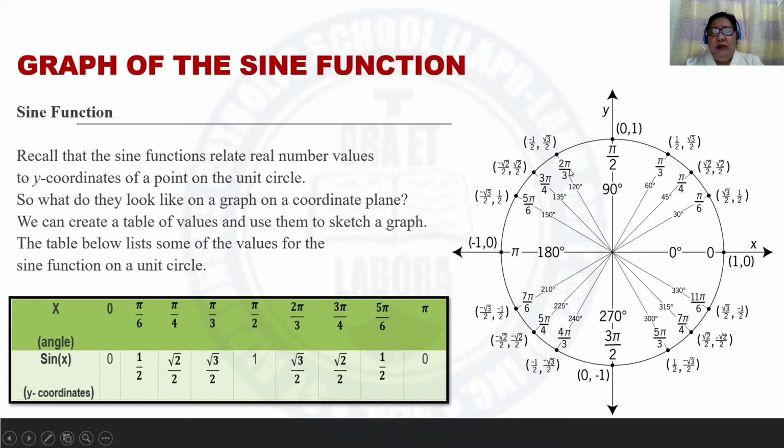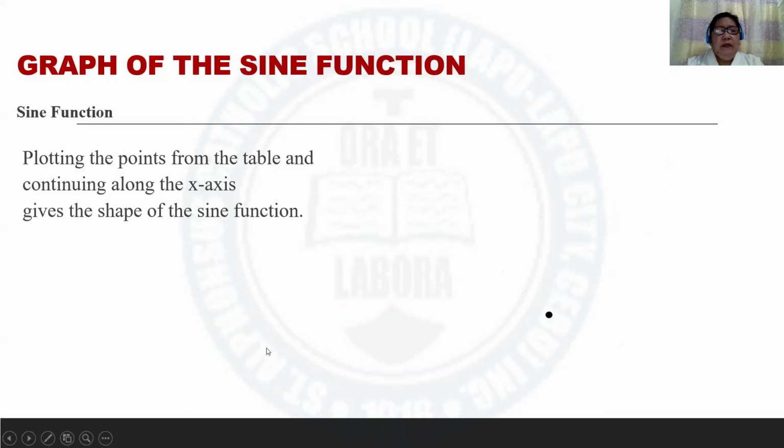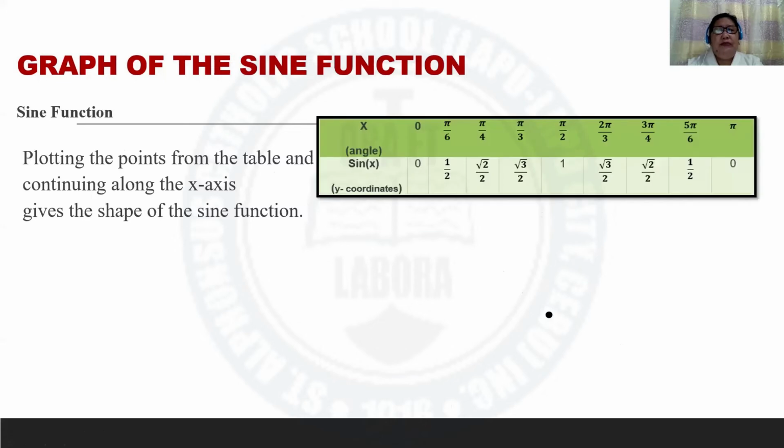2 pi over 3, the y coordinate is square root of 3 over 2. 3 pi over 4, the y coordinate is square root of 2 over 2. 5 pi over 6, the y coordinate is 1/2. And pi, we have 0 as the y coordinate. So let us just stop until pi. Next, plotting the points from the table and continuing along the x-axis gives the shape of the sine function.